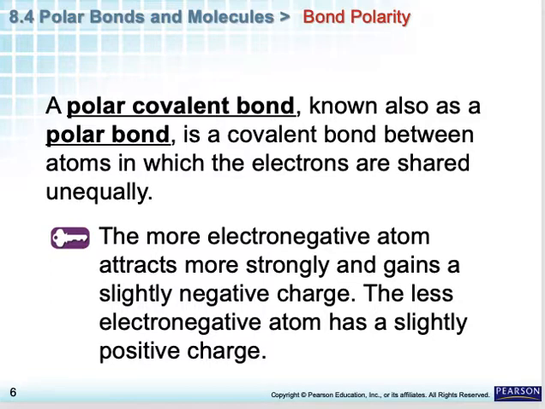A polar covalent bond, also known as a polar bond, is when those two atoms are different and they do not share those electrons equally. So the more electronegative atom attracts more strongly on that pair of electrons and gains a slightly negative charge. The less electronegative atom will have a slightly positive charge. And this happens with things like water. It's very, very common.